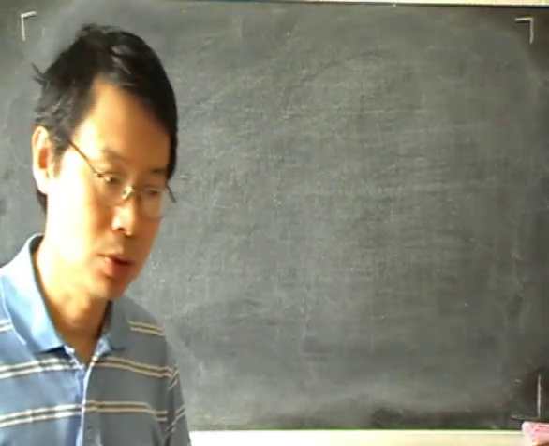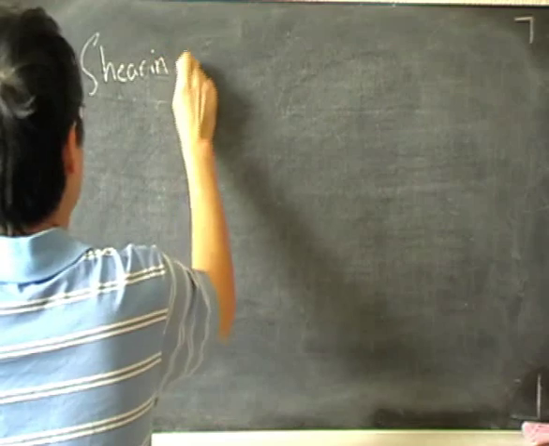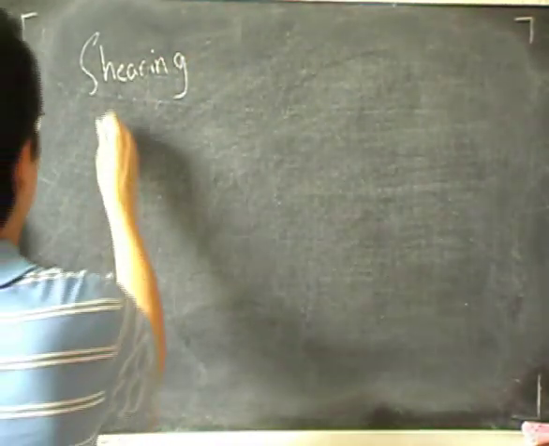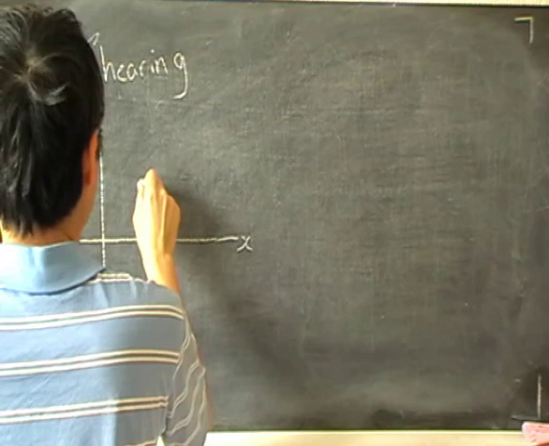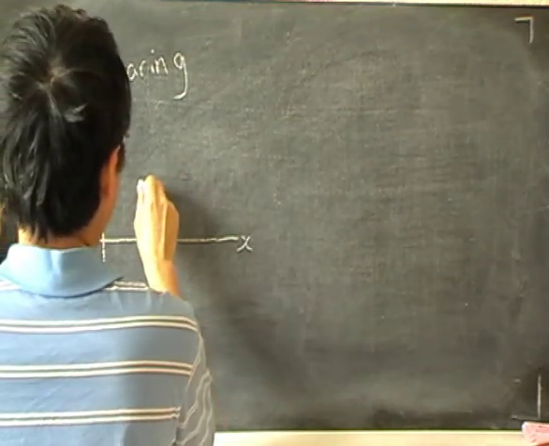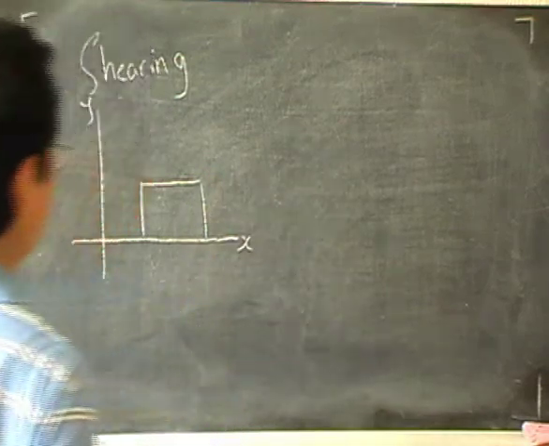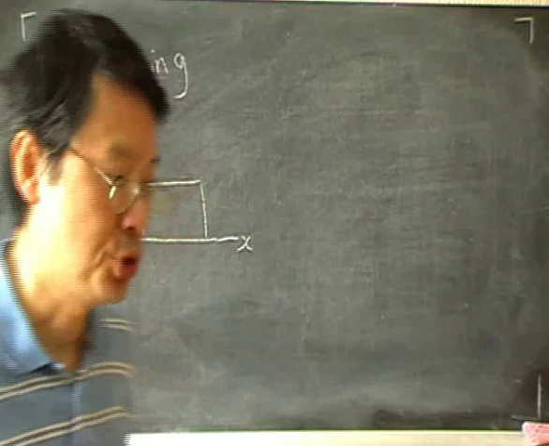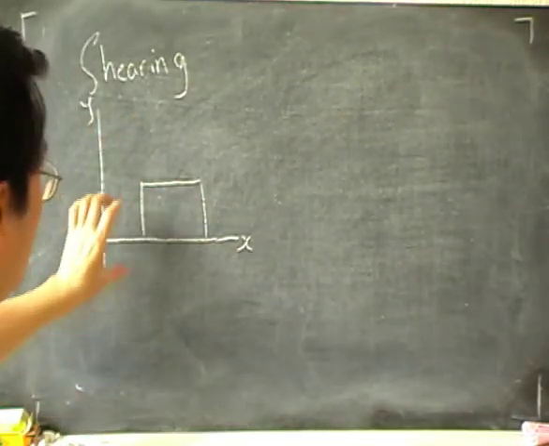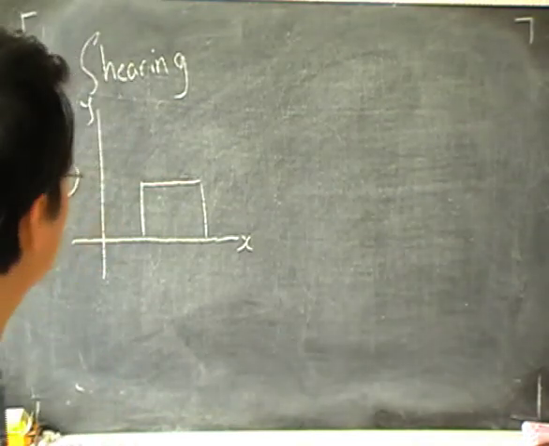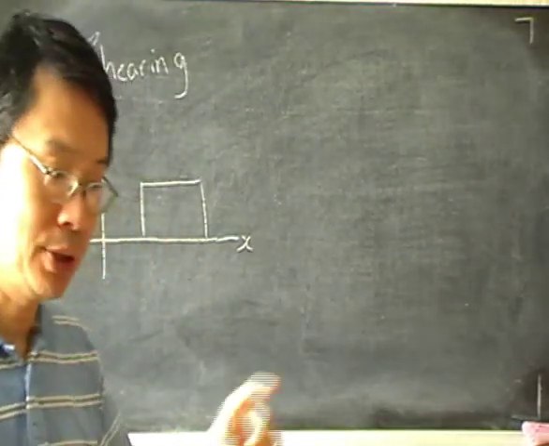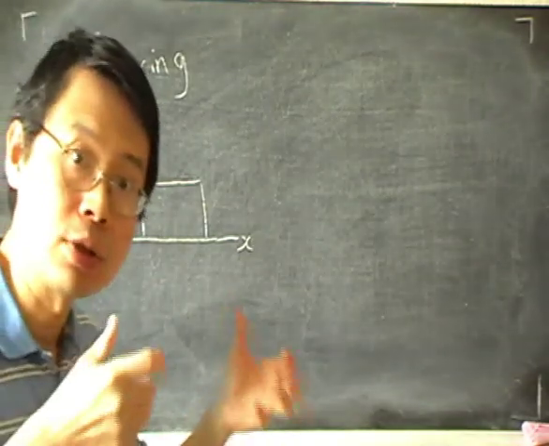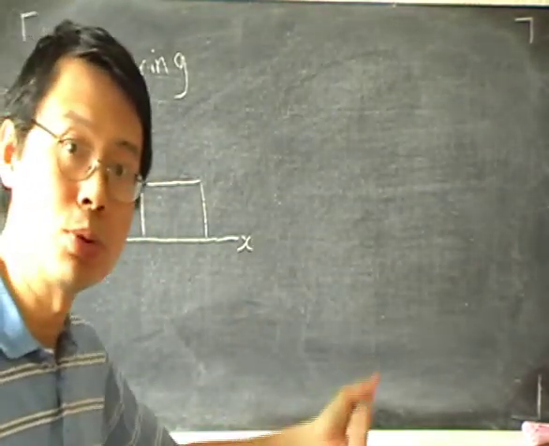The next transformation I want to talk about is shearing. So what is shearing? Let's look at this example. I have a rectangle here. Now, imagine that this rectangle is a piece of rubber sheet that I can grab onto and then I can pull and stretch.